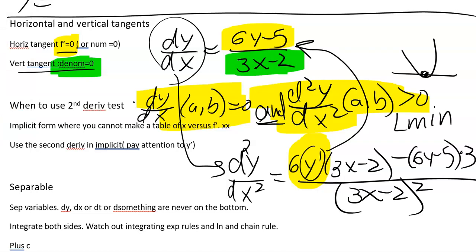Just pay attention. Sometimes they're asking you to find the second derivative just in terms of x and y. So then you will replace y prime with this fraction there and don't simplify any further.